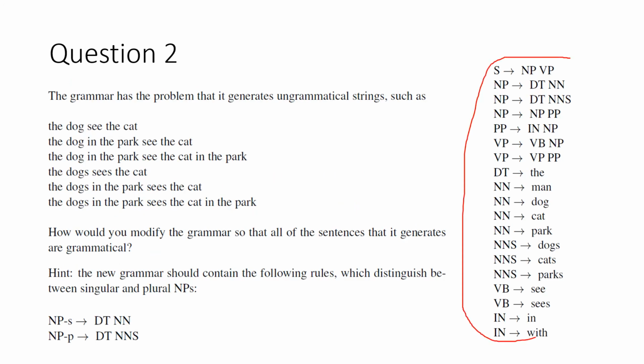The grammar shown here at the right of this slide has the problem that it generates ungrammatical strings, such as: the dog see the cat, the dog in the park see the cat, the dog in the park see the cat in the park, the dog sees the cat, the dogs in the park sees the cat, the dogs in the park sees the cat in the park. How would you modify the grammar so that all of the sentences that it generates are grammatical? Let's give a little hint. The new grammar should contain the following rules, which distinguish between singular and plural noun phrases.